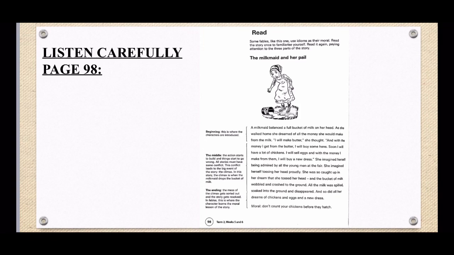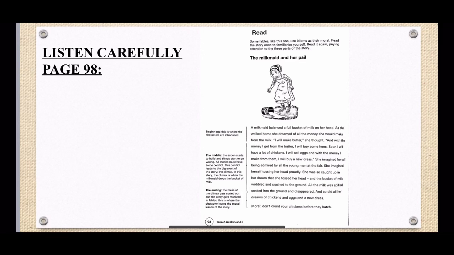She was so caught up in her dream that she tossed her head, and the bucket of milk wobbled and crashed to the ground. All the milk was spilled, soaked into the ground and disappeared. And so did all her dreams of chickens and eggs and a new dress. The moral of the story: don't count your chickens before they hatch.